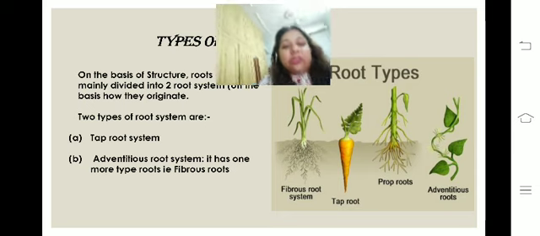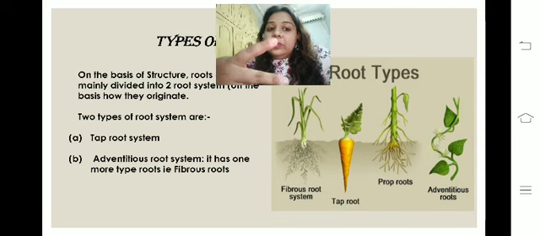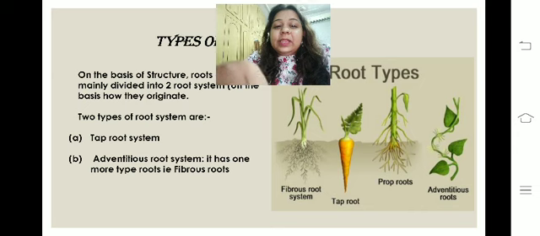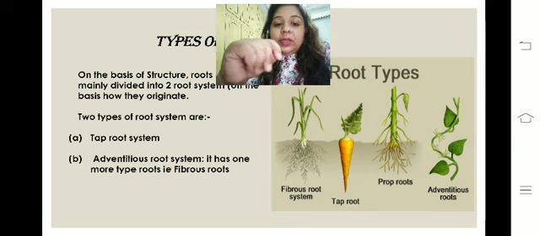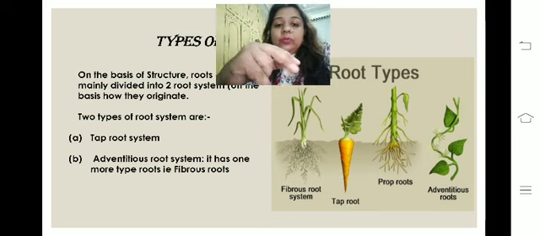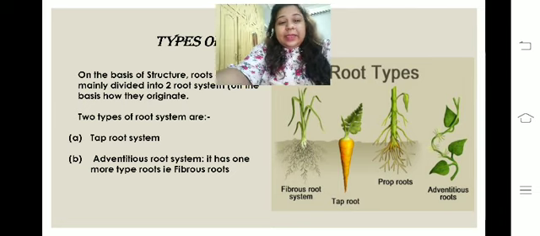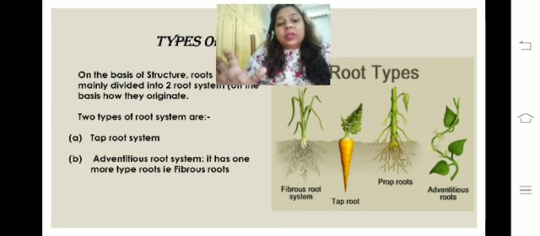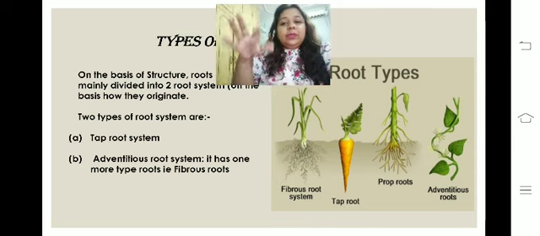On that basis, we have basically two root systems: the taproot system and the adventitious root system. The adventitious root system is also divided into, or includes, the fibrous roots. We will discuss both in detail. Now what is the difference between the taproot system and the adventitious root system? The taproot system is a primary root, from where the roots start, and its branches constitute the system.